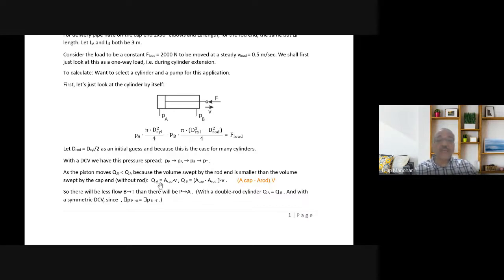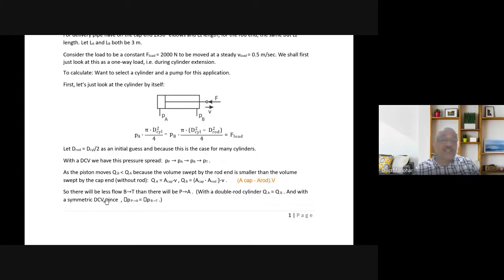QA is equal to area of cap into velocity of the piston. Similarly, QB is equal to area of cap minus, here there is some typing mistake, area of cap minus area of rod into velocity. So whenever there is some spelling mistake or some ambiguity, I have written with the red font letters to make it slightly easier to understand. So there is an area typing error here. So area of cap minus area of rod into velocity is the QB.